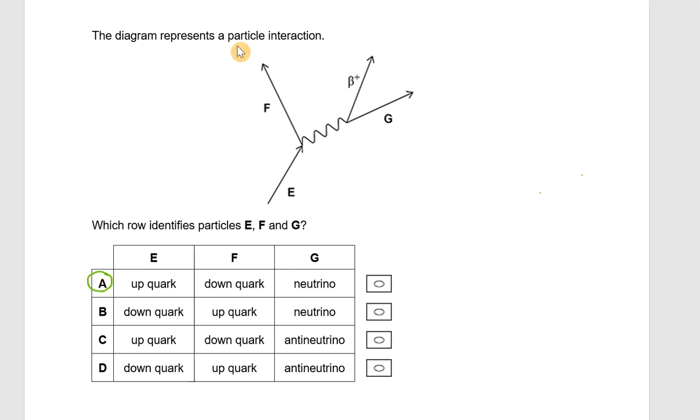Okay, so the diagram represents a particle interaction. There's the diagram, often called a Feynman diagram. Which row identifies particles E, F and G?